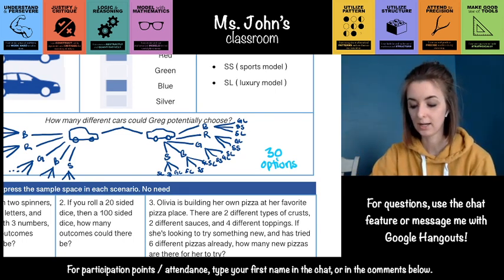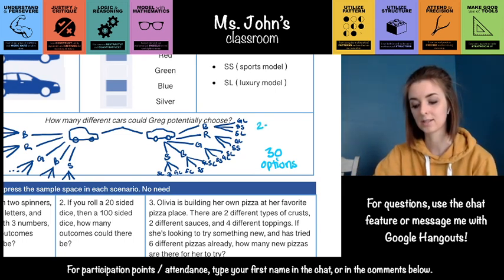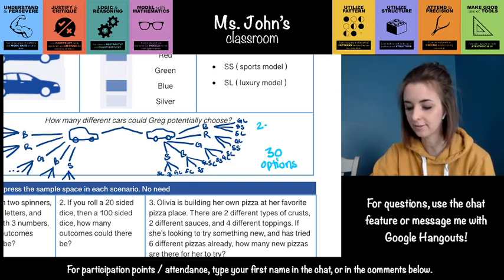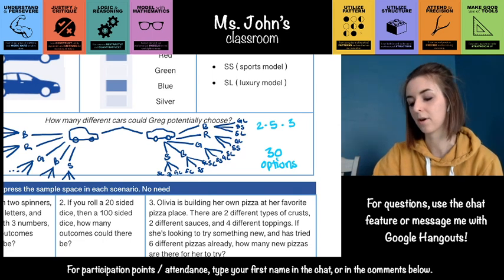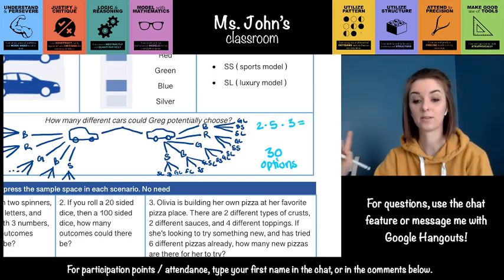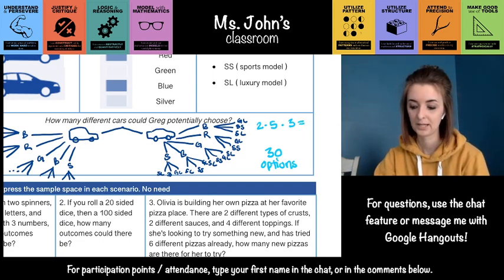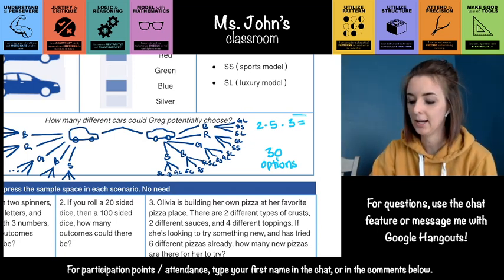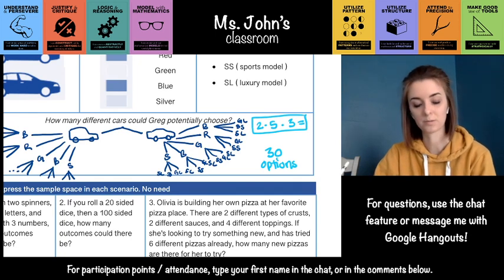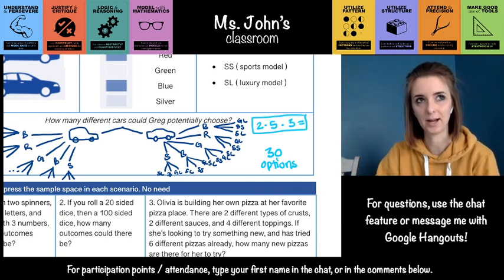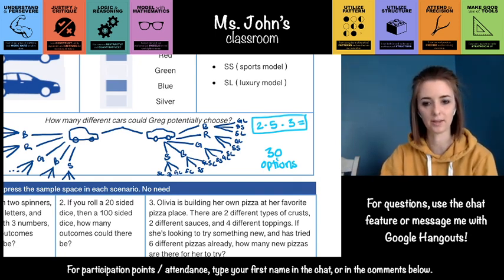So here we have 2 options for the body style. We have 5 options for the color and 3 options for the model. And you might notice that 2 times 5 times 3 gives you 30. And that is the much simpler way to do these problems. Just multiply how many options you have for each choice. You just multiply them all together.